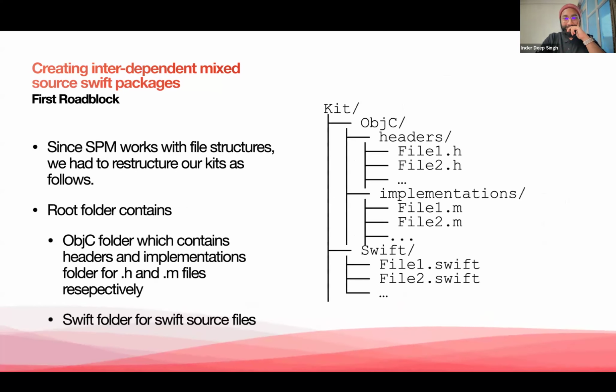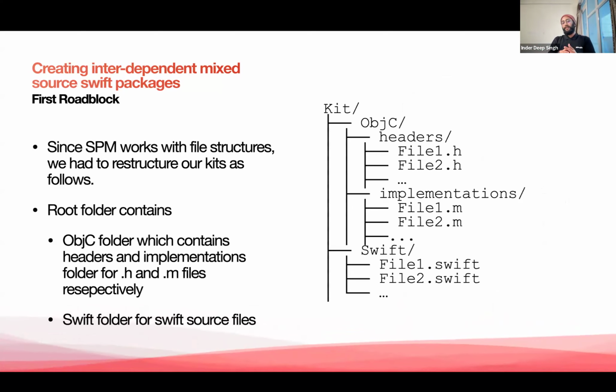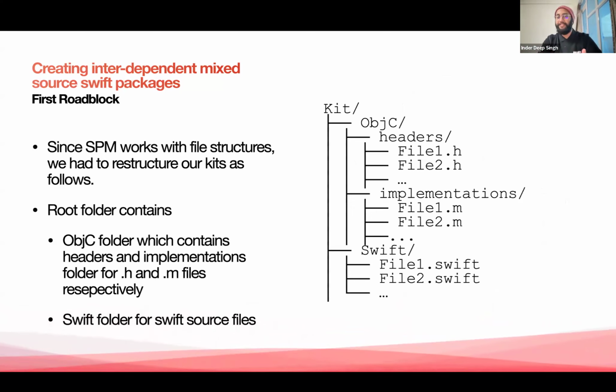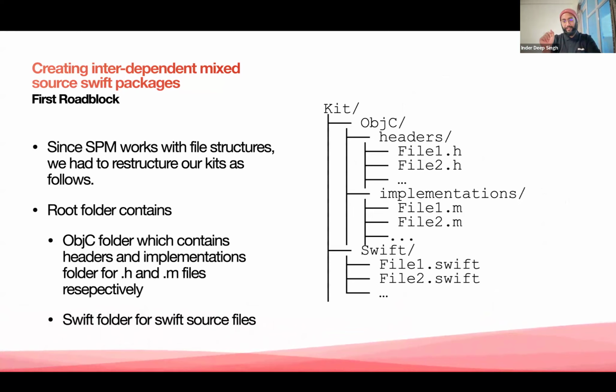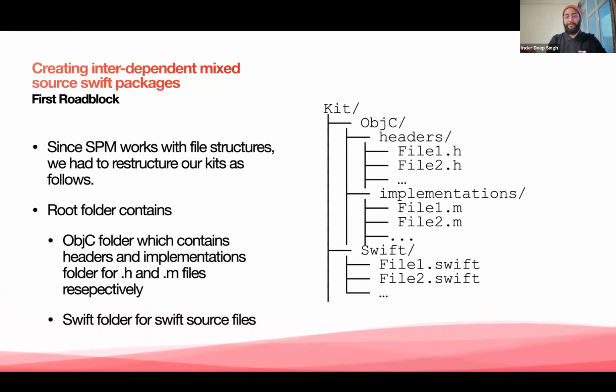So yeah, again, as SPM works on file structures, all we had to do was build these subfolders inside of our existing Kit folders, and then put the files according to their types inside this. So if you look at it, we would have the root folder for the Kit, then that would only have two subfolders. One is the Objective-C and one for Swift. The Swift one will only have the Swift files. The Objective-C one would have another two subfolders, the headers for the H files and implementations for the M files, right?